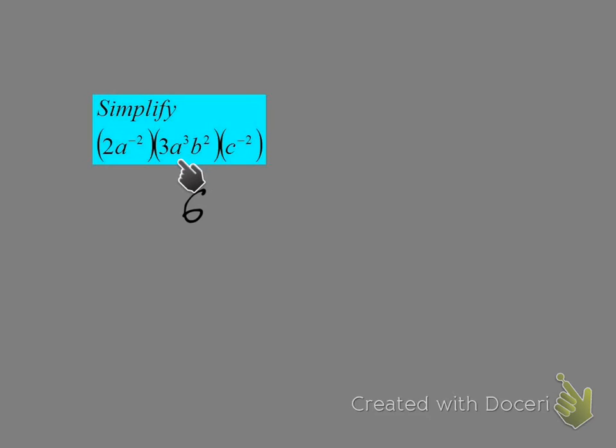Careful. Vocab. If you're multiplying a to the negative second times a to the third, you're multiplying your bases, so what do you do with these exponents? You add them. So negative 2 plus 3 gives you 1. So just a. Then you go to your next variable. I see 1b. So bring down the b squared down here. I see c to the negative second, so we'll bring it over here.